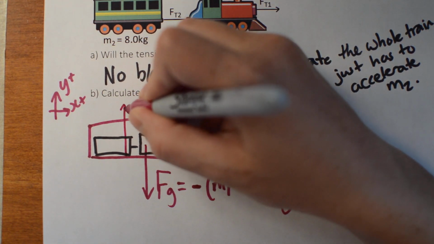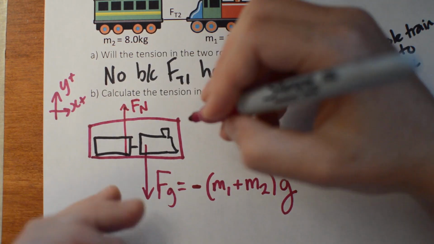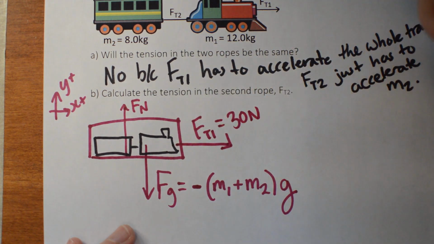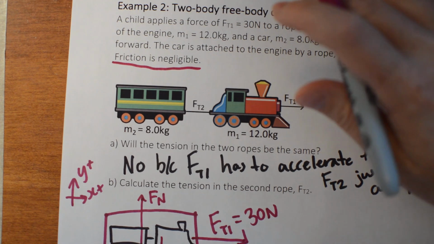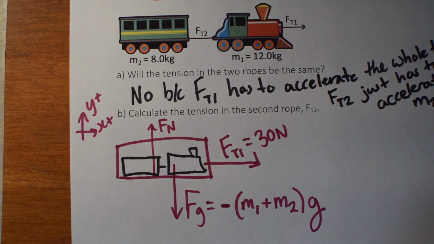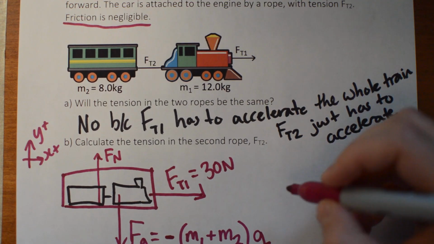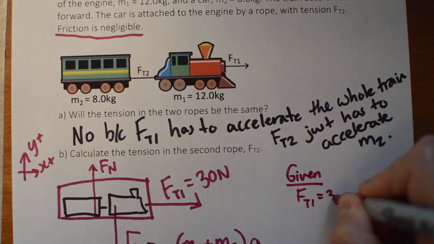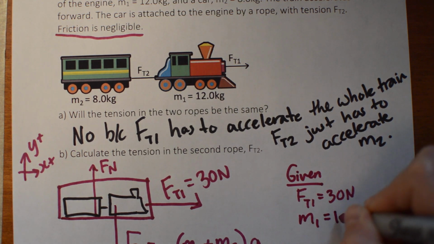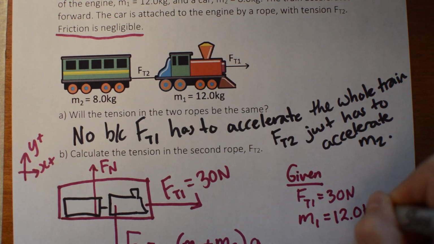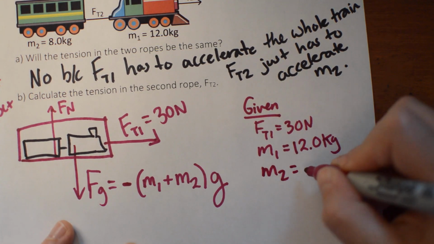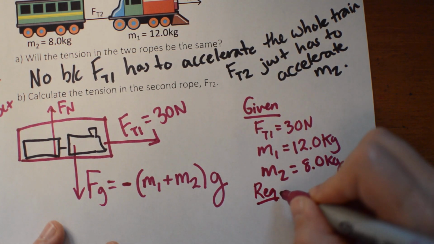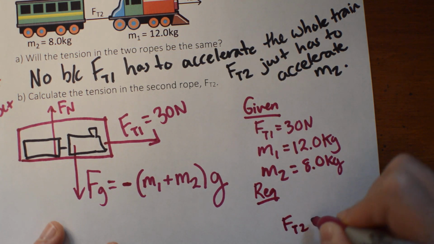The whole thing will feel a normal force, Fn. And the overall system will feel the force from the child, so that's Ft1, and that's the positive 30 newtons forward. It says that friction is negligible, so that means there won't be any friction force backwards on this system. Just makes life a bit easier. Okay, let's write down our givens on the side here. I know Ft1, of course, is 30 newtons. I know M1 is 12 kilograms, that's the engine. I know M2 is 8 kilograms, that's the car, and that's it. The thing I'm required to find in the end is going to be Ft2.